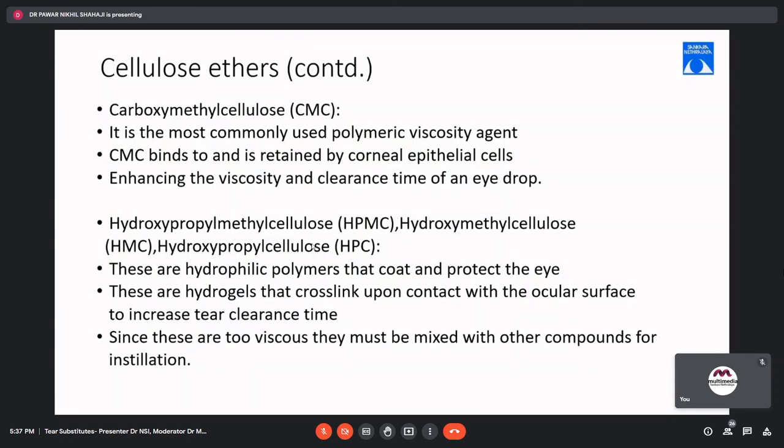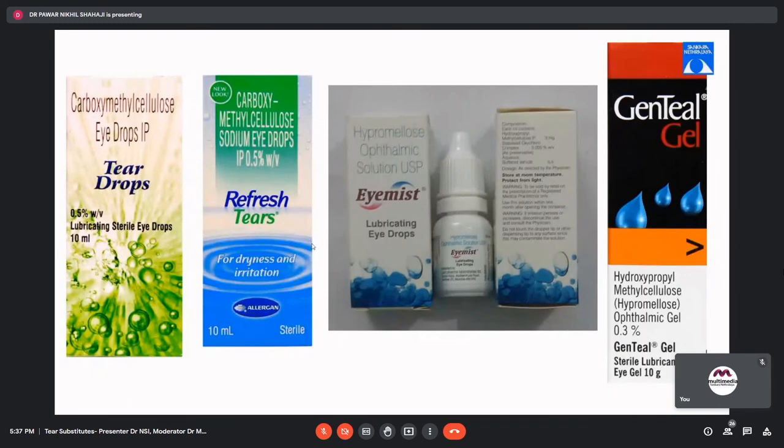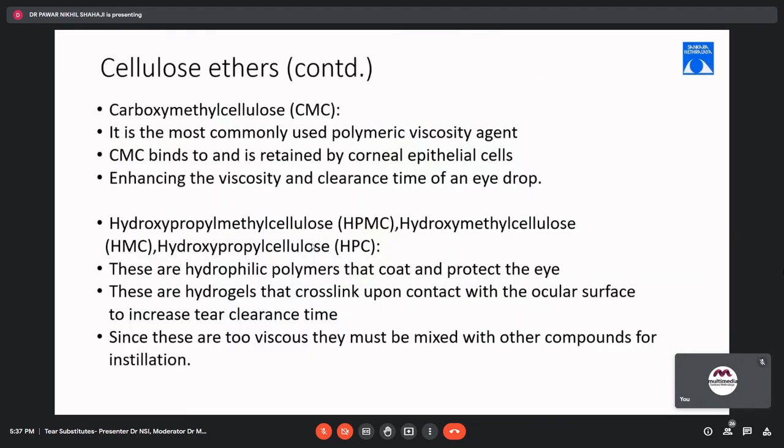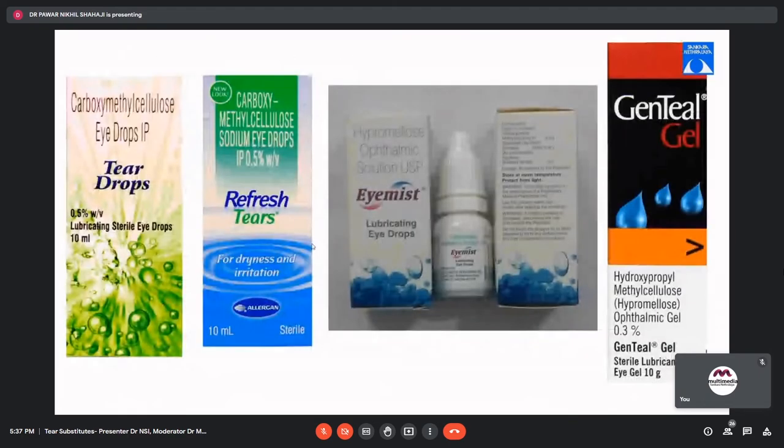What is Refresh Tears? How much is it? 0.5% carboxymethyl cellulose. So I will ask you, whenever you write a prescription in your case presentations, you will only mention the active agent and not write Refresh Tears. Many times I see people write brand names like Refresh Tears, and that's not the correct term. So what is the last agent there? Genteal gel? Ma'am, this is hydroxypropyl methyl cellulose, HPMC, ma'am.